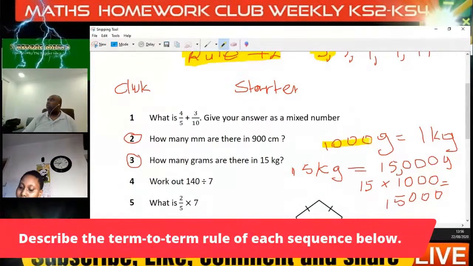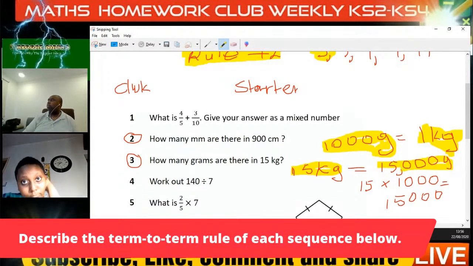So 1,000 grams equals 1 kilogram. So 15 kilograms equals 15 times 1,000, which equals 15,000 grams. You got that done? Brilliant, good.